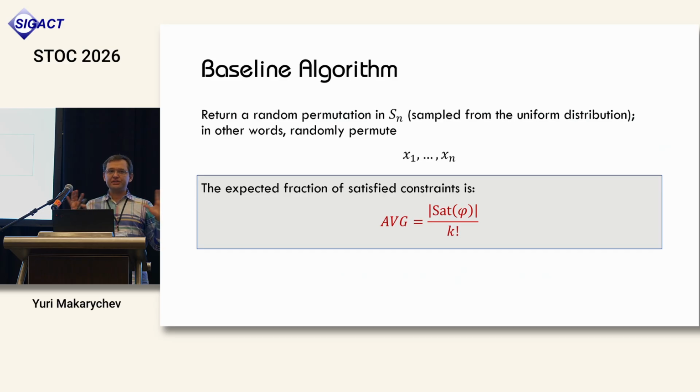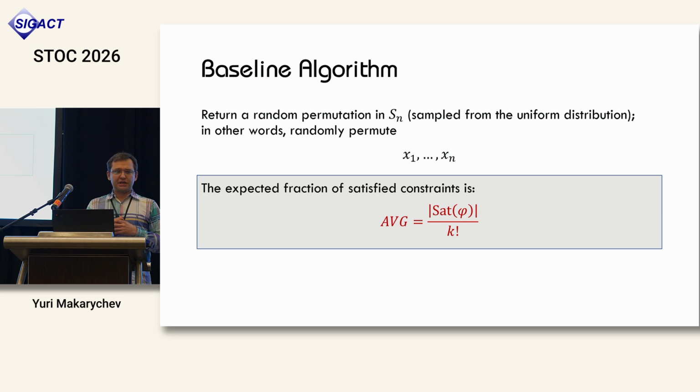Now, there is a very simple, trivial approximation algorithm for any ordering CSP. The algorithm basically ignores the input and returns a permutation from the set of all permutations of length n uniformly at random. In other words, it randomly permutes x1, etc., xn.